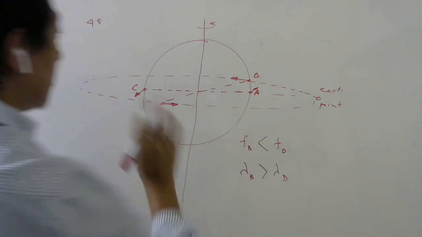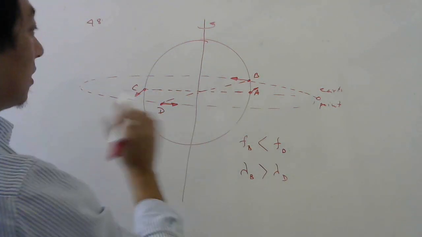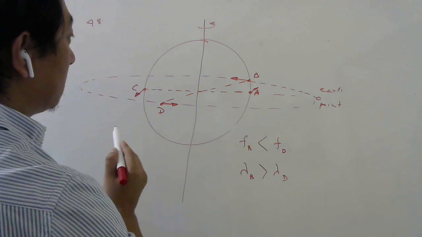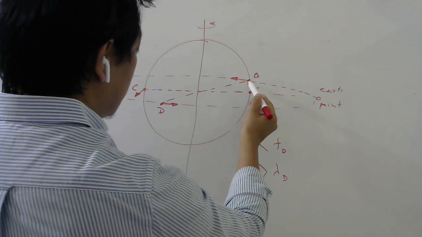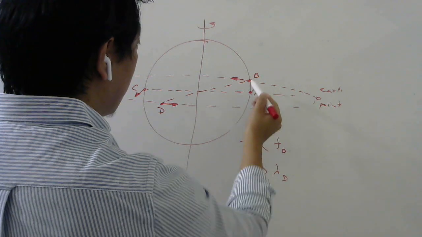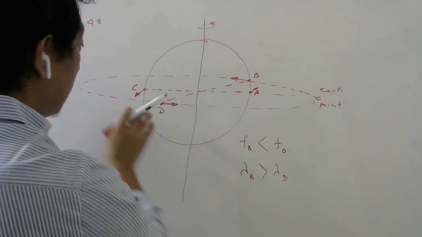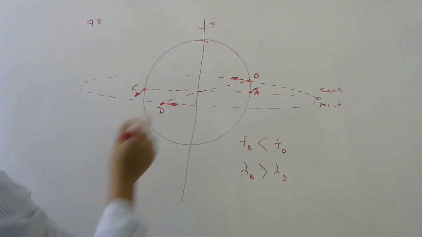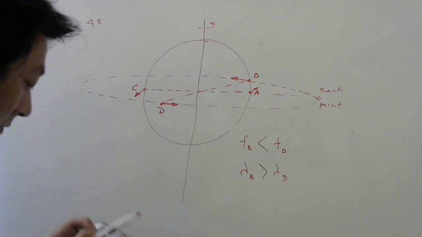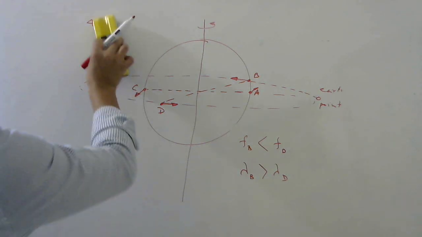Anyways, I hope you understood the concept, right? So this and this will be same. Here frequency will be less than this, which means wavelength will be more. Here frequency will be more because it is coming towards the observer. So wavelength will be less. 49th question, let us see now.